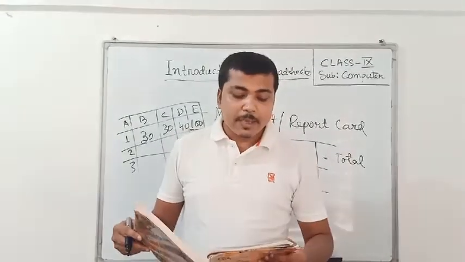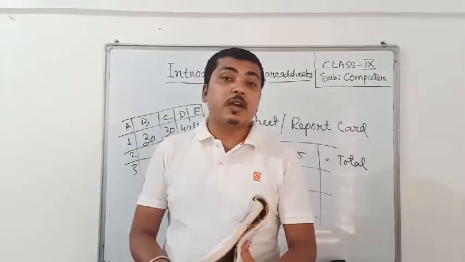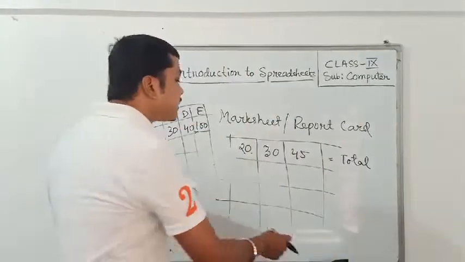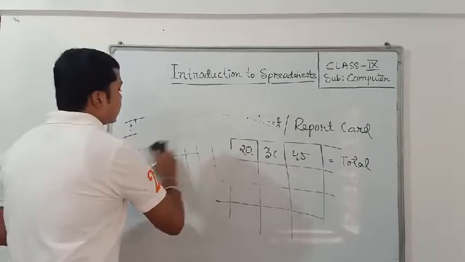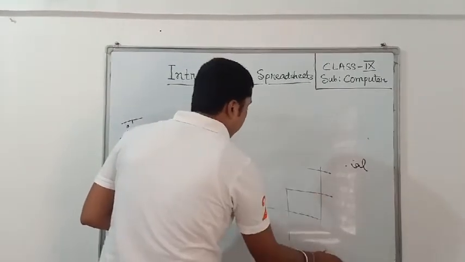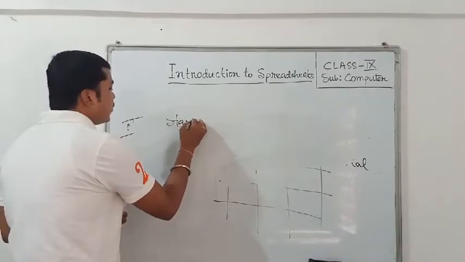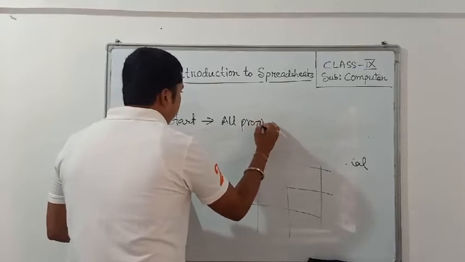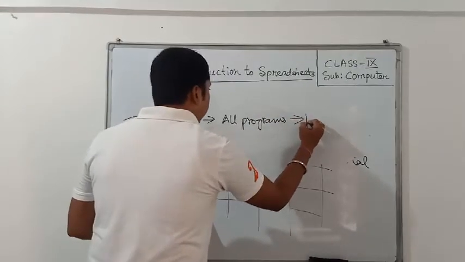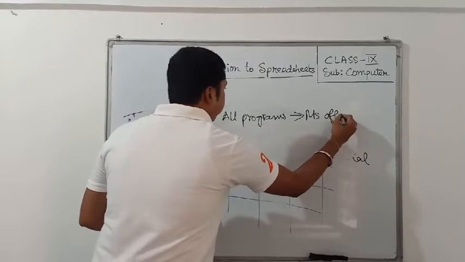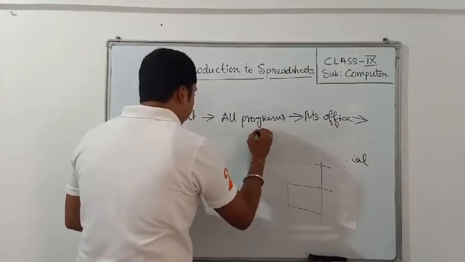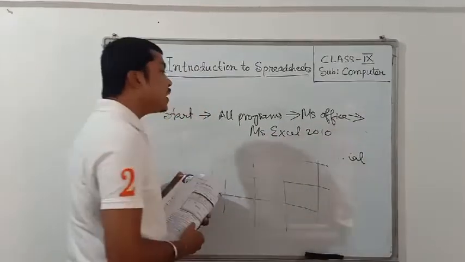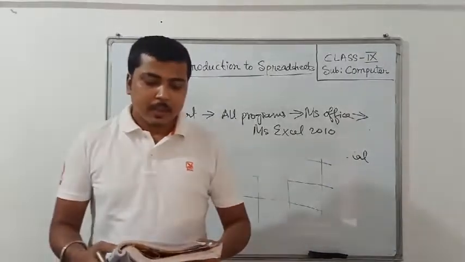Now, basics of MS Excel 2010. The steps to start Excel 2010 have been given in your book. First, you have to click on your Start menu. That means first Start, then All Programs, then after All Programs you have to click on MS Office, then from MS Office you can go to MS Excel 2010. These are the steps to start your Excel program.